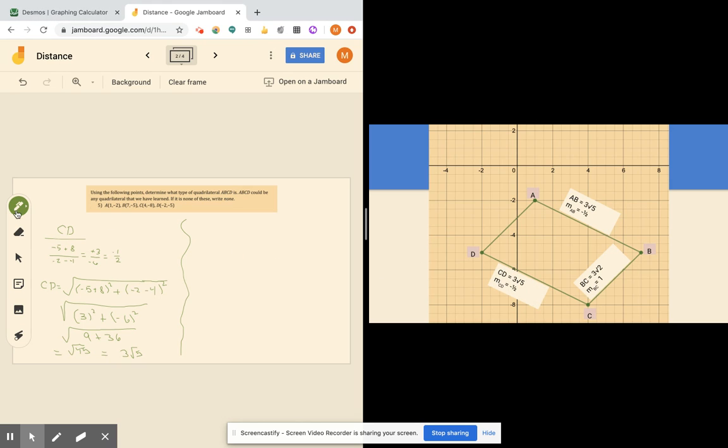Okay, and the last one that we're going to do, go ahead and do from D to A. Okay, change in y, negative 5 minus negative 2 is going to give us a positive 2. And then negative 2 minus 1. So you end up with negative 3 over negative 3, which gives you 1. That's for your slope.